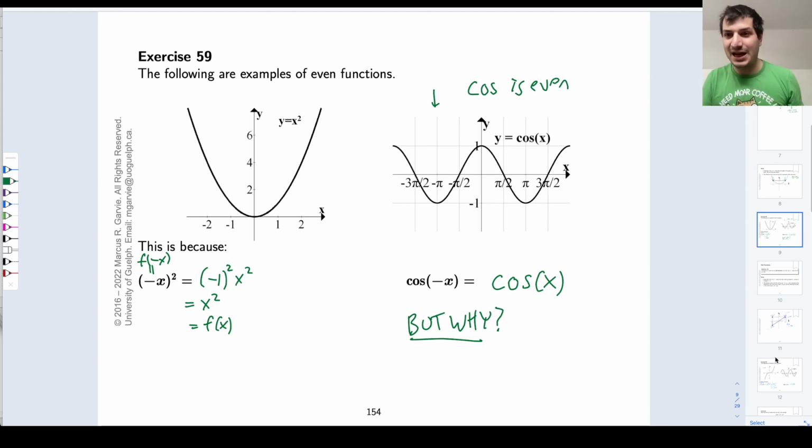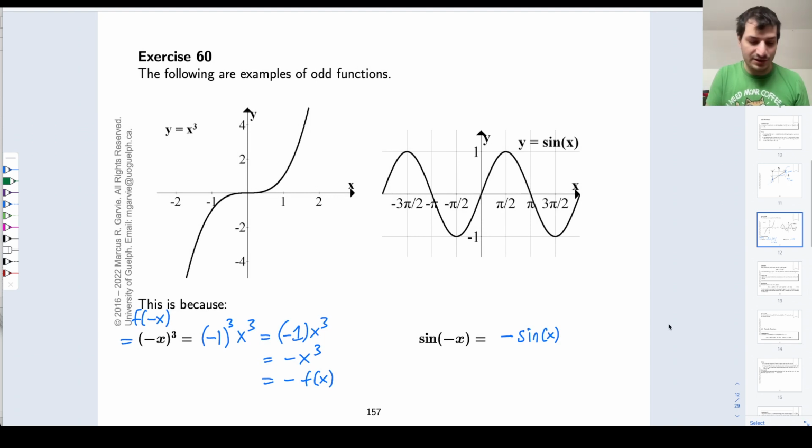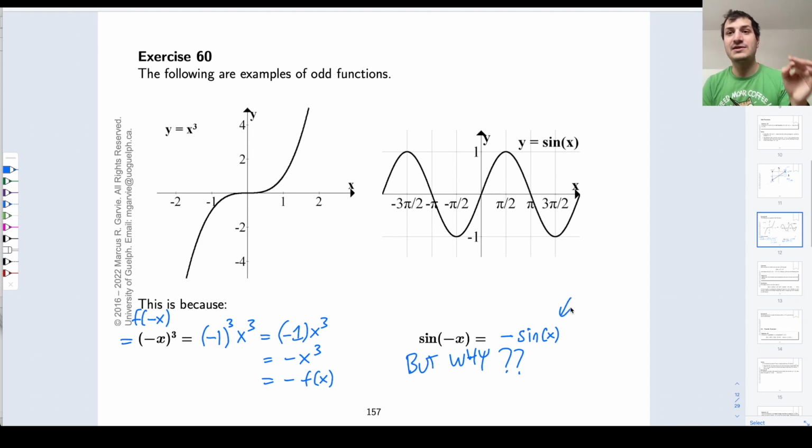And at the same time, I'm going to answer the question for sine, which is, but why is sine an odd function? But why is sine odd? Which means that sine of minus x equals minus sine of x. What I'm going to do is take the definition of sine and cosine in terms of SOHCAHTOA, opposite over hypotenuse, adjacent over hypotenuse, and explain why that definition leads to these algebraic properties: either cosine of minus x equals cosine of x, or sine of minus x equals minus the sine of x.